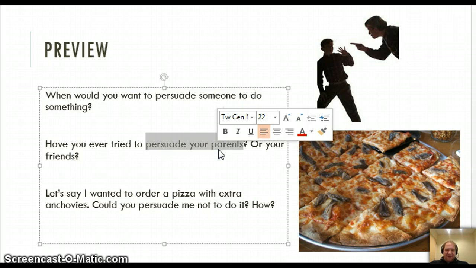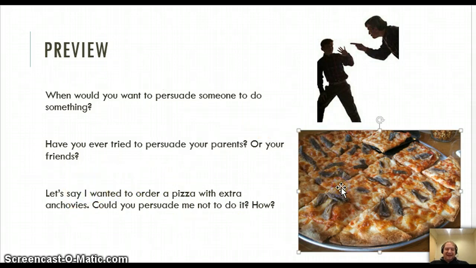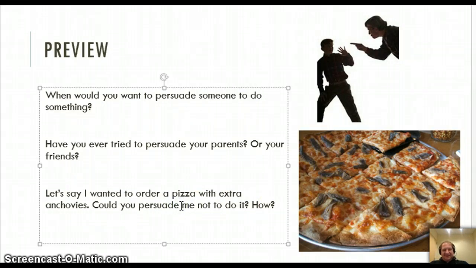How do you persuade your friends? How do you tell them, this is what I want, Mom and Dad? This is what I want, friends. And let's say we're at a party, and I said, hey, let's get pizza. Extra anchovies. Anchovies, by the way, are salty fish. Most people don't like them, but I think they're great. And I want that pizza covered in big salty fish. How do you persuade me not to do it?